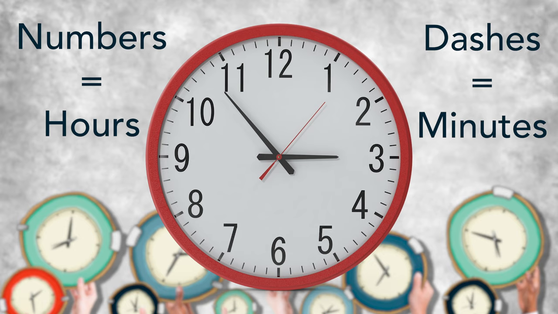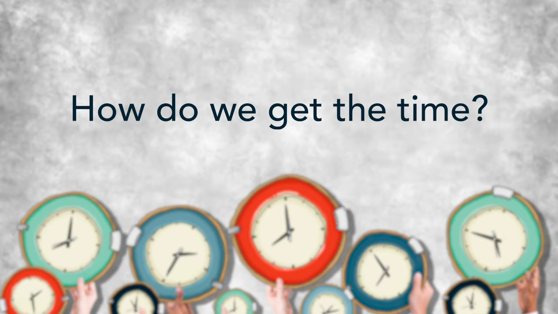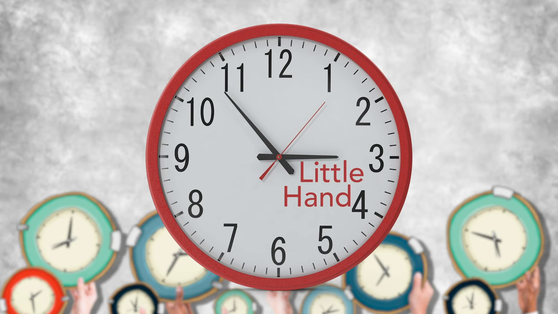So, how do each of those dashes and numbers tell us the time? That's where the little and big hands come in. The shorter hand is called the little hand. It points to the hour. The longer hand is called the big hand. It points to the minute. Using those hands together gives us the time.